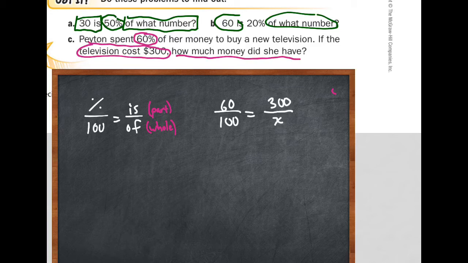Now, you could reduce the fraction if you want, but I notice in this one that 60 times 5 is 300. So I do 100 times 5, and I get my answer of 500. Now, remember, since it's real world, we want to label how much money did she have? She had $500. All right, so the only difference in real world is you have to know is the part, of is the whole. Okay, let's go on to the next page.